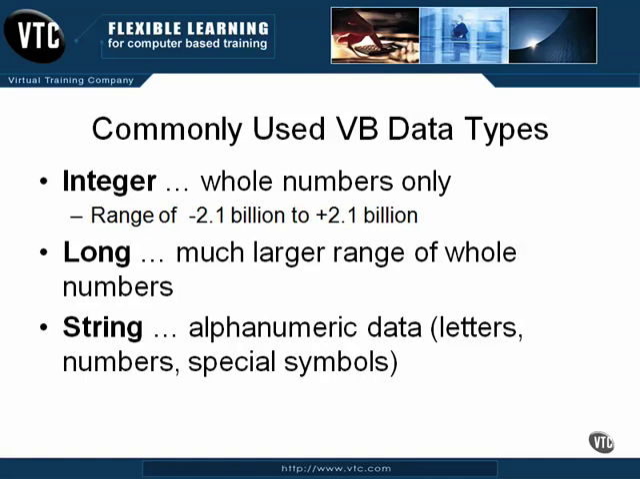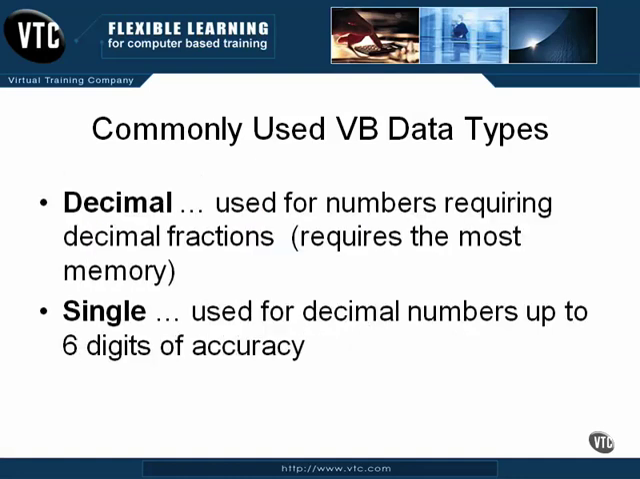If a piece of data is to be used in a calculation, then it should not be treated as a string. It should be treated as one of the numeric data types, either integer or long, or what we're going to talk about next, which is the decimal data type. The decimal data type is used for numbers requiring decimal fractions. The downside of decimal data types is that it does require the most memory.